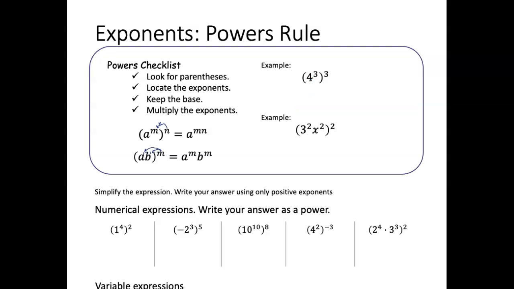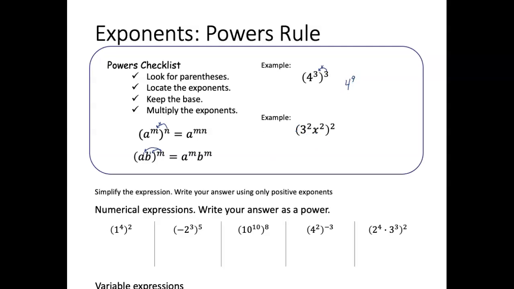Here's some numerical examples. 4 to the third, here's those parentheses, raised to the third. That exponent is attached to those parentheses. That says, I need to distribute. When I distribute, I multiply. And the exponent on the outside must multiply by every exponent on the inside. We keep the base was 4. 3 times 3 is 9.